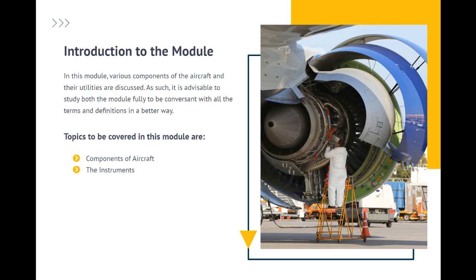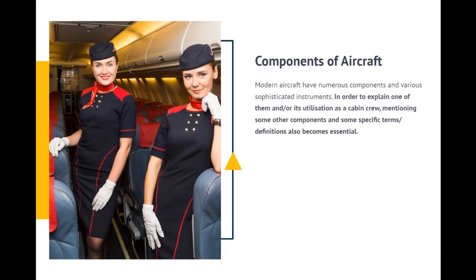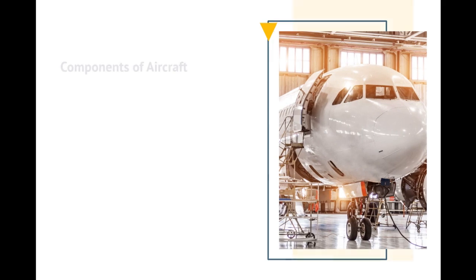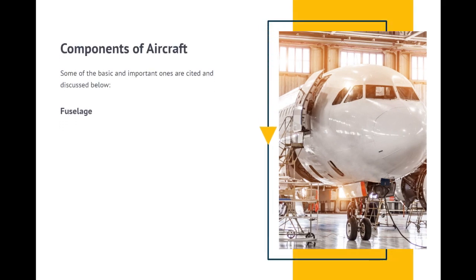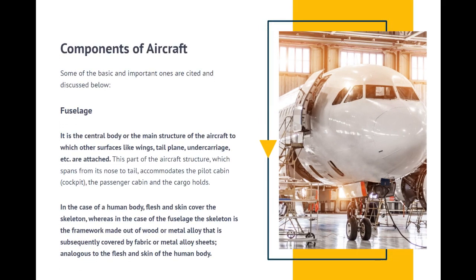Topics to be covered in this module are: components of aircraft, the instruments. Components of aircraft. Modern aircraft have numerous components and various sophisticated instruments. In order to explain one of them and/or its utilization as a cabin crew, mentioning some other components and some specific terms or definitions also becomes essential. Some of the basic and important ones are cited and discussed below.